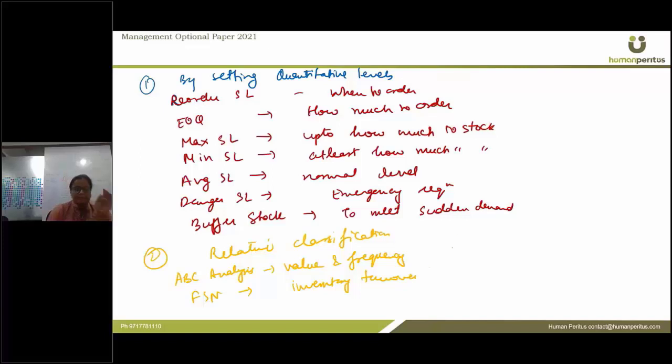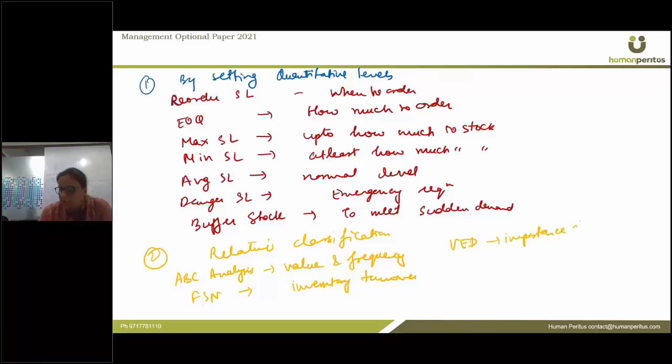My next part under it is VED analysis, which stands for vital, essential and desirable. Here the inventory control is done on the basis of the importance of a particular item in the inventory. And last but not the least is HML, which stands for high, medium and low, where the inventory control is done on the basis of the price of the item included in the inventory.